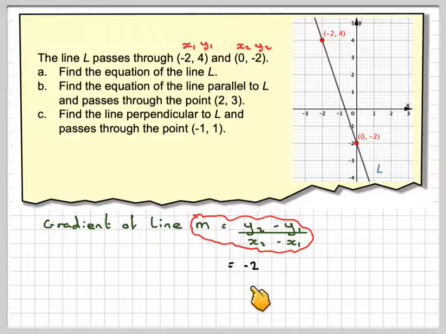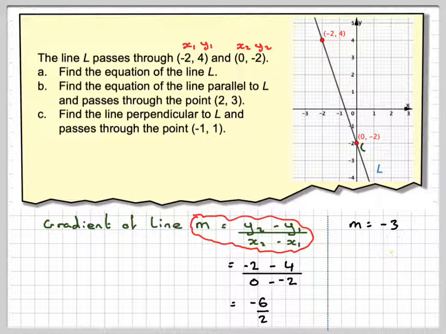We're going to get m is equal to y2, which is -2, minus 4, divided by x2, which is 0 minus -2. Make sure you get the signs correct. That gives you -6 over 2, which again gives you a gradient of -3, which is what I said it was. For every one along, you go 3 down.